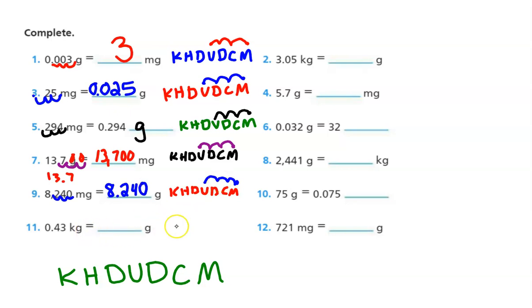0.43 kilograms. Okay, finally we get something other than milligrams here. King Henry doesn't usually drink chocolate milk. So I'm going to go from kilograms all the way over to here to my unit base, which is grams.